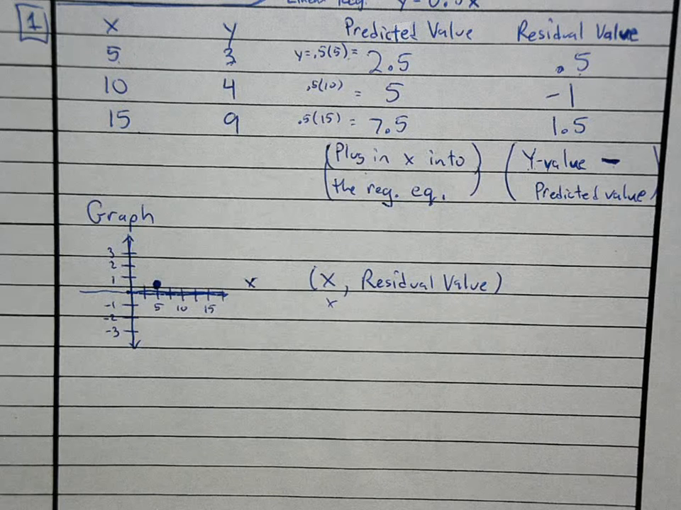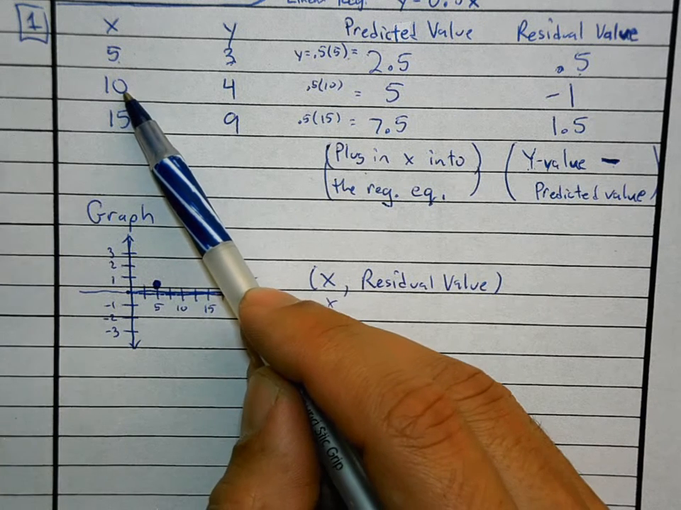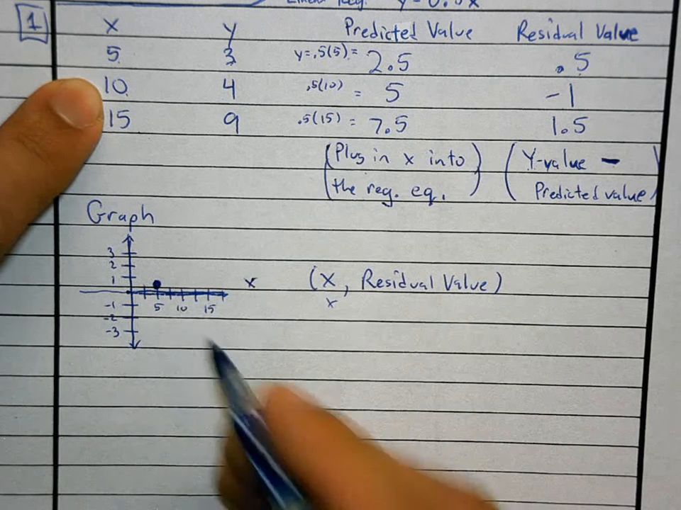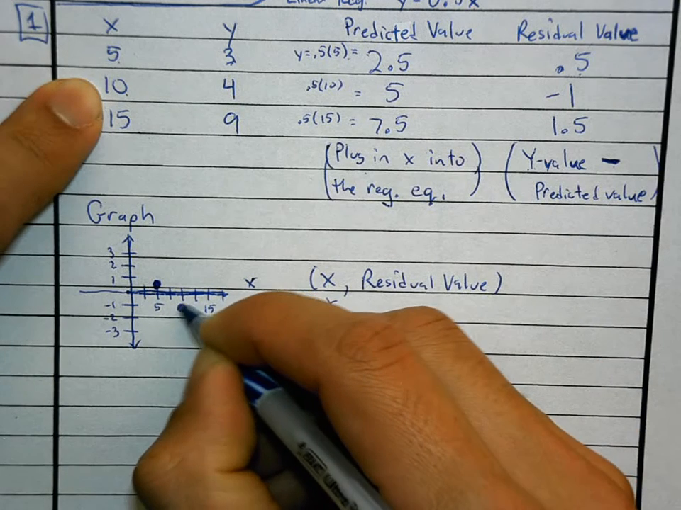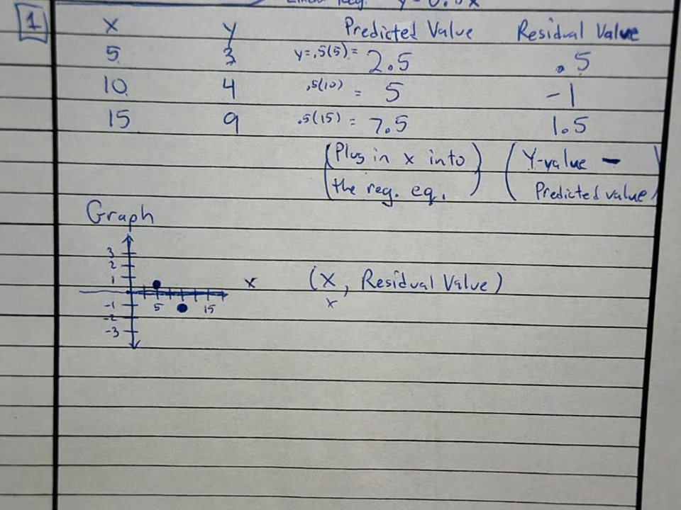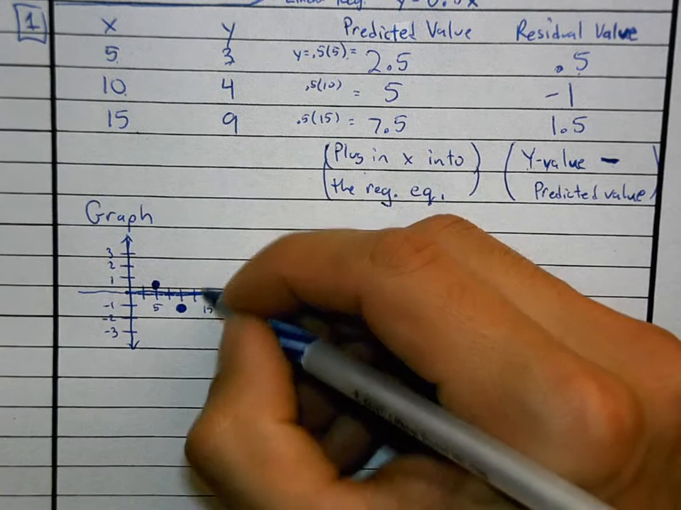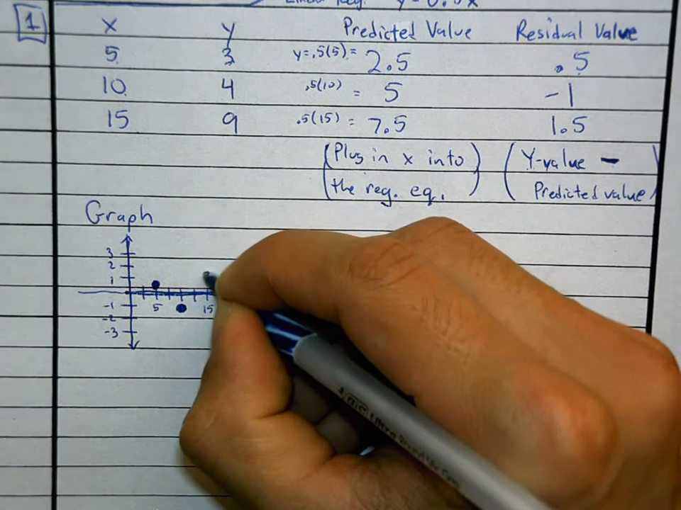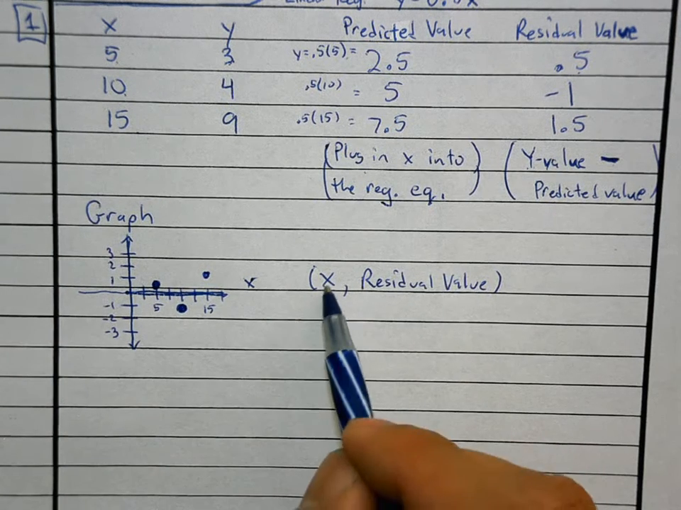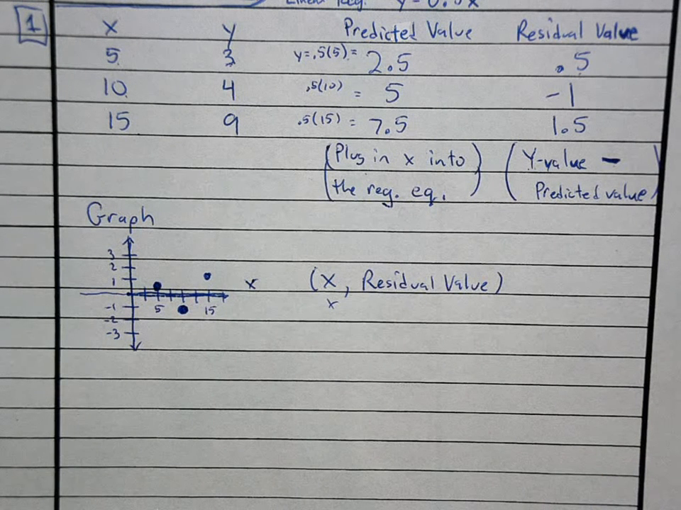Which means when I go to 10, what's the y coordinate I'm going to use? So I go 10, -1, and I make my dot there. This one actually covers up the 10, doesn't it? For me. It might be different on yours. And 15, what's our residual? And that's how we're going to graph. We're going to graph by plotting x's and how far away these are from the graph.